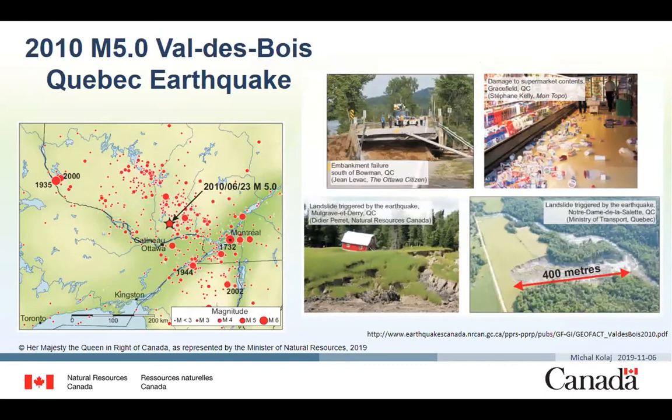A more recent example would be the 2010 magnitude 5 Val-des-Bois earthquake. This occurred in what we call the Western Quebec seismic zone, right over here, and these are images showing the kind of damage that was experienced. There were embankment failures, some landslides, a little bit of damage in stores. Nothing significant, but certainly a nice reminder, especially to people in Ottawa, that earthquakes do occur in this region. This was one of the strongest shaking events recorded in recent history in the Ottawa region.